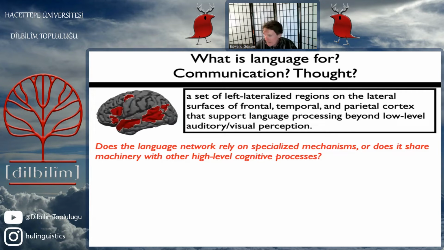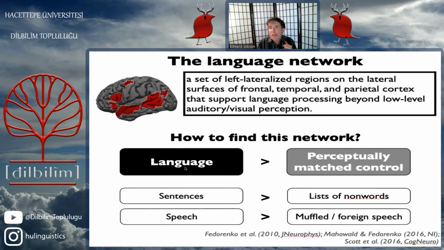How do you do that? You couldn't do it just by thinking about it. You've got to do experiments. You've got to get into the brain to figure this out. And what she's done, first of all, is a whole lot of work figuring out that each one of us has a language network. I said it's a series of left lateralized regions, tending to be on the frontal, temporal, and parietal cortex, which supports language processing above visual perception and auditory perception.